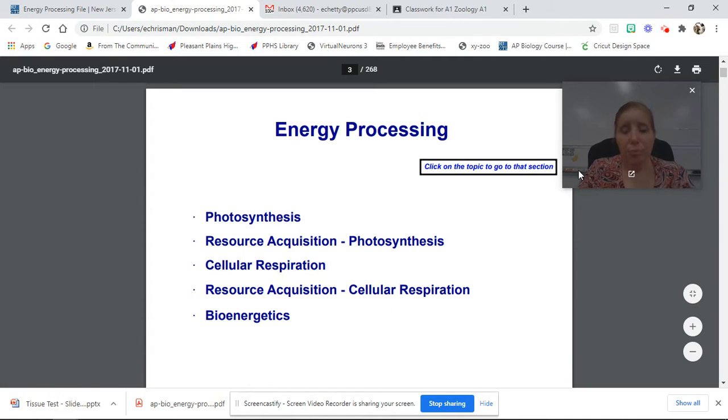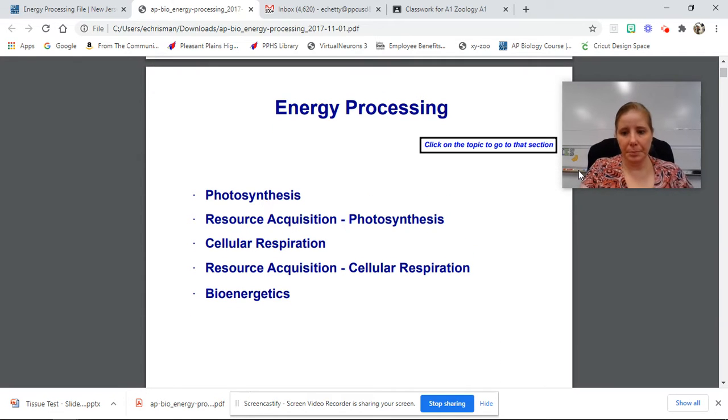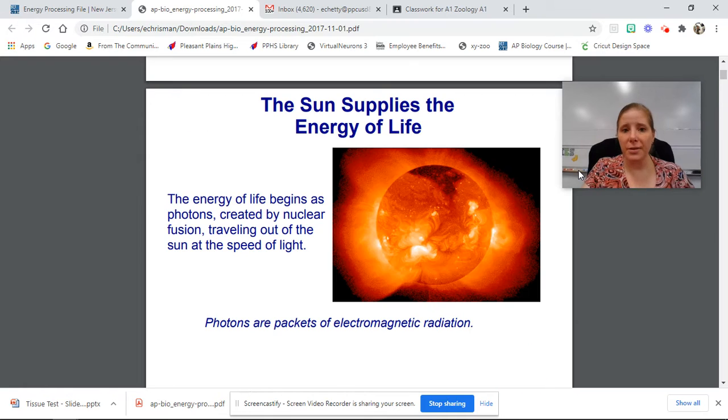So things we're going to go through are photosynthesis, how photosynthesis gets its resources, cellular respiration, how cellular respiration gets its resources, and then bioenergetics, how they work together. So photosynthesis is going to be taking light, photo, and creating energy, synthesis. So actually we're creating the chemicals that will create energy.